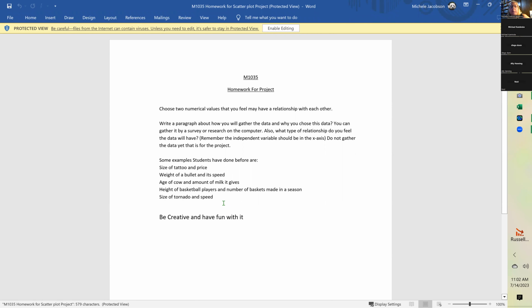So you want to choose two numerical values that you feel may have a relationship. Write a paragraph about how you'll gather your data, why you chose this data. You can gather it by survey, research, asking people, however. If you worked at Dairy Queen, you could keep track of the first 25 customers that come in, maybe how many blizzards they got and how much money they spent.